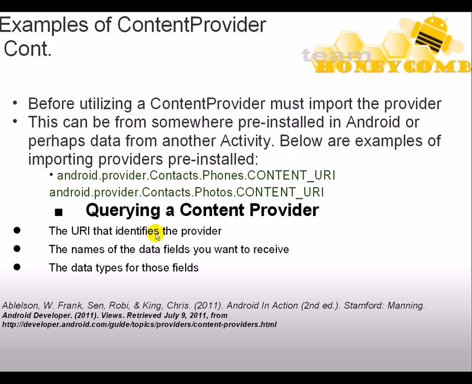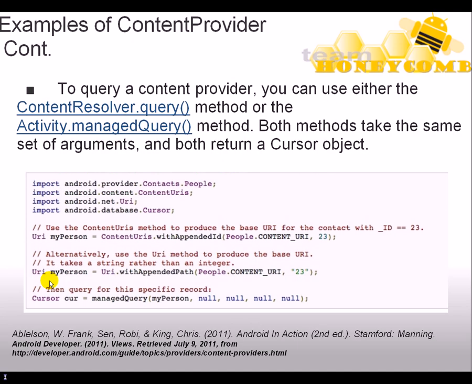So now you want to know, how do you query a content provider? Well, you need three things. First, you need a URI that identifies the provider. You also need the names of the data fields that you want to receive, and also the data types of those fields. To query a content provider, you can use either the contentResolver.query method or the activity.managedQuery method. Both of these methods take the same set of arguments and both return a cursor object.